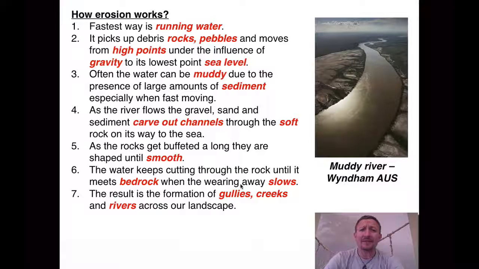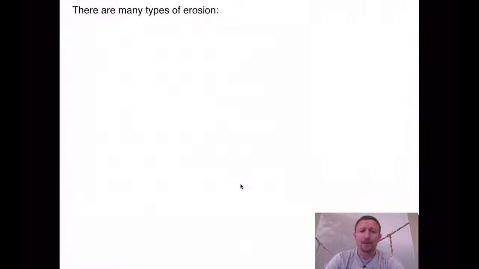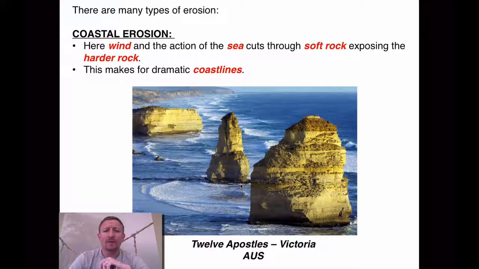Now, eventually that fast-moving water will cut through the rock until it reaches the main bedrock, which is really, really hard. And at that point, the actual erosion will really begin to slow down because that rock is tough to get through. So as a result, we have a variety of different types of erosion due to this movement of mainly water. Firstly, the big one where we're dealing with water is coastal erosion.